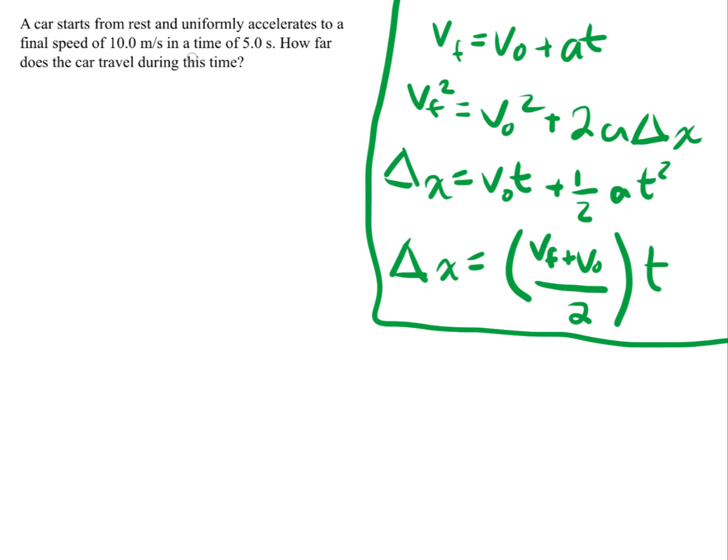A car starts from rest and uniformly accelerates to a final speed of 10 meters per second in a time of 5 seconds. How far does the car travel during this time? So, first we should probably find the acceleration, and then we can plug it into this equation to find the total displacement.